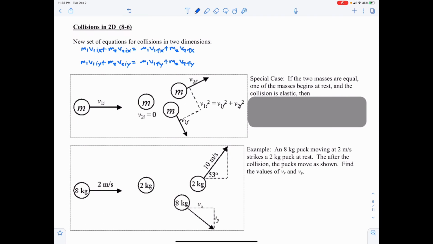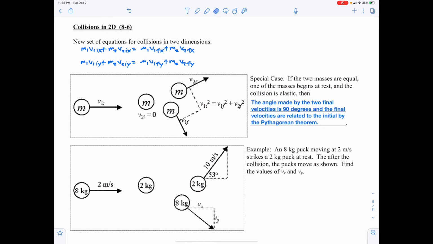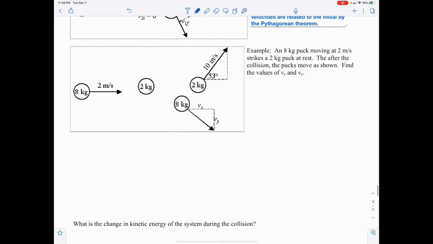Okay, so how about that shortcut? We have a special case. If 2 masses are equal, then the angle between them is going to be 90 degrees, which means the Pythagorean theorem can be used to relate the initial velocity right here to the 2 final velocities here and here. So the initial velocity squared is equal to the final velocity of one squared plus the final velocity of the other squared. Again, this is only a nice shortcut if the masses are the same. So what if they're not the same? Well, we have an example to figure that out.